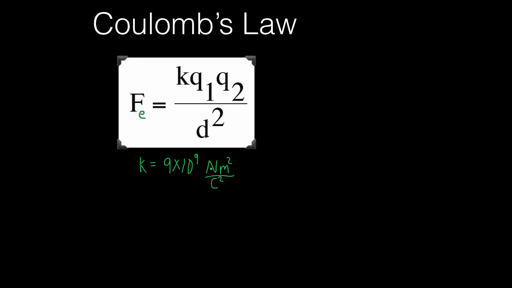Q1 is equal to the magnitude of the charge on particle 1. Q2 is the magnitude of the charge on particle 2. And d is the distance between those two particles, squared.